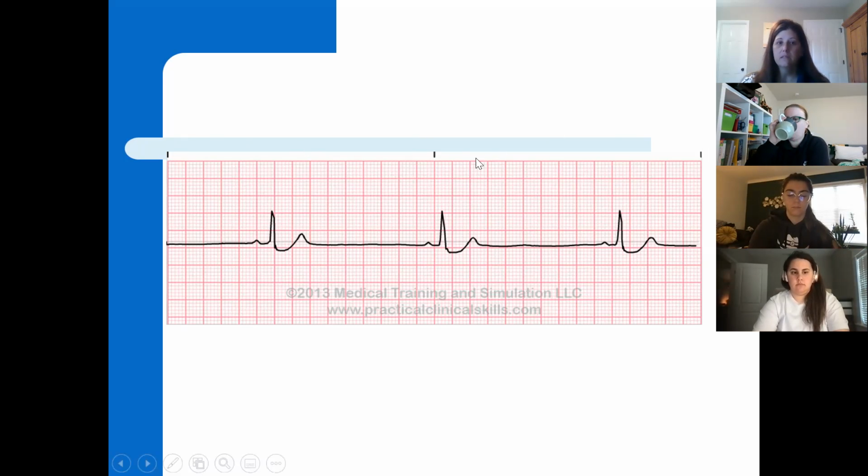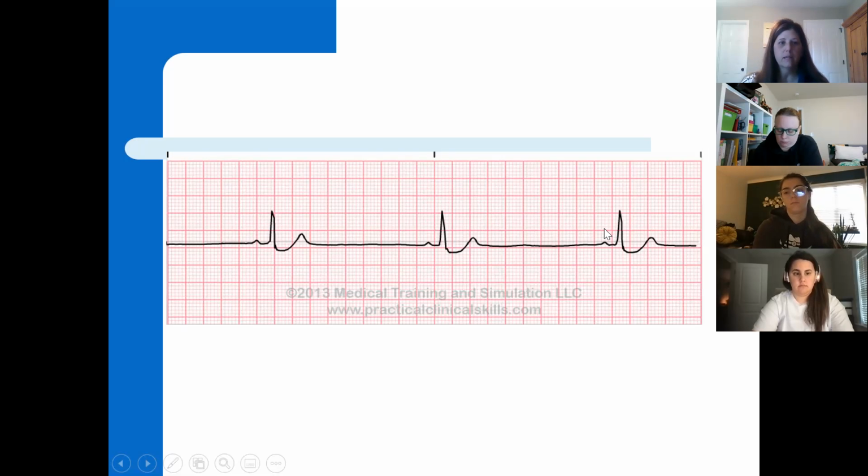And so we have a 6-second strip here, and we could calculate this out using those methods that we talked about yesterday and find out what our rate is. Now, because it's a 6-second strip, I know the quickest, easiest method for me as a nurse is to take how many QRS complexes I have on the 6-second strip and multiply it by 10. So I have a rate of approximately 30, okay?